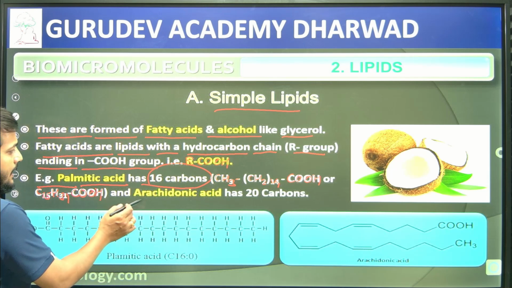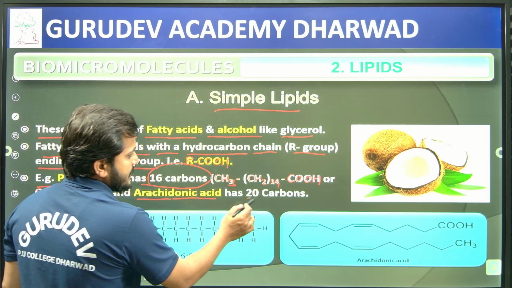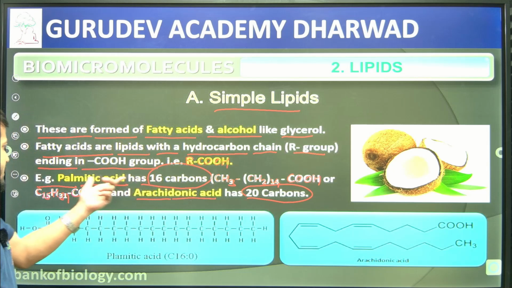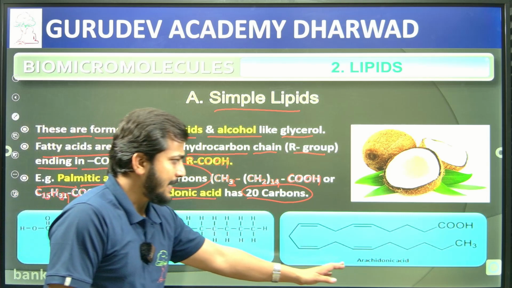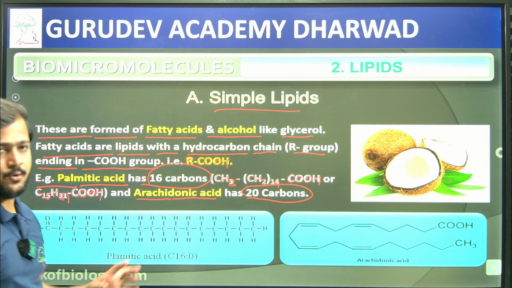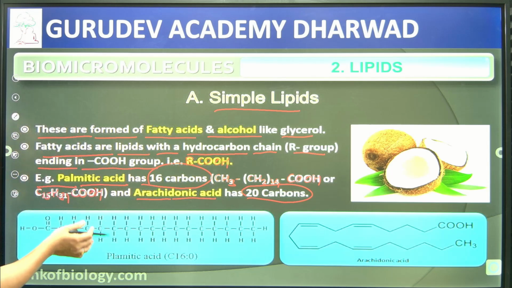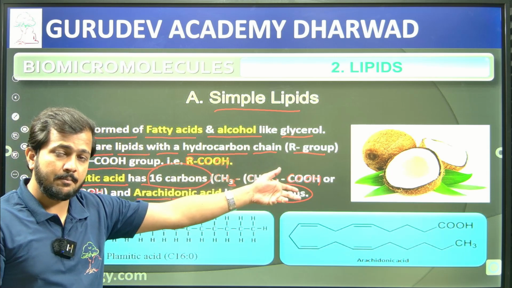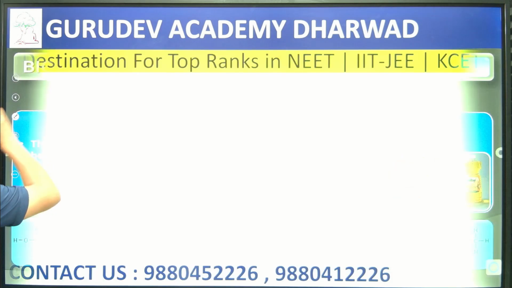Particularly arachidonic acid, if you consider, is a 20 carbon compound, right? And the fatty acid palmitic acid is a 16 carbon compound, which you are going to find out. So palmitic acid is a 16 carbon compound, and arachidonic acid is a 20 carbon compound. This is what you should remember. A 16 carbon compound fatty acid is nothing but palmitic acid. A 20 carbon compound fatty acid is nothing but arachidonic acid. That is what you should remember, right?